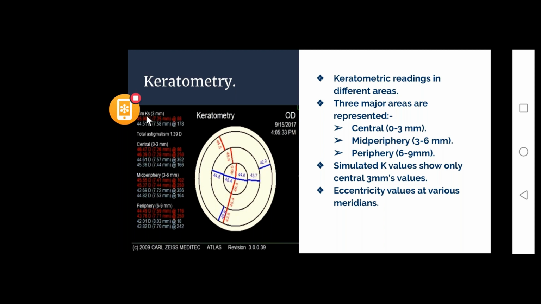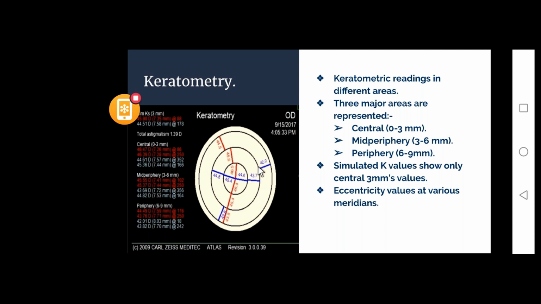On the left side, you see there is something known as the SimK. Now, what is SimK? SimK is basically an average of the central 3 millimeter region. Then it gives you readings in geographical regions. The first is the central region, which is 0 to 3 millimeters. It tells you how much the keratometry reading is over there. There is the mid periphery, that is 3 to 6 millimeters, which tells you the keratometric readings over there. And there is the periphery, which is 6 to 9 millimeters.